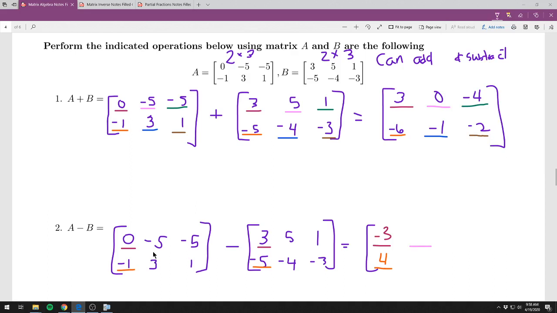And the first row and second column, -5 minus 5 is -10. In the second row, second column entry, 3 minus -4 is 7. And in the first row, third column entry, -5 minus 1 is -6. And in the second row, third column entry, we got 1 minus -3, which is 4.